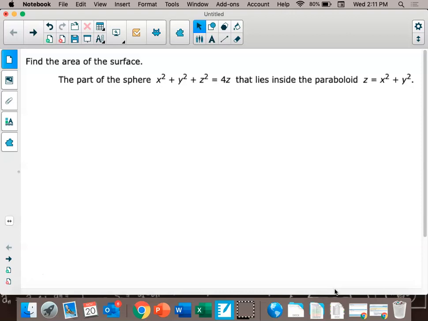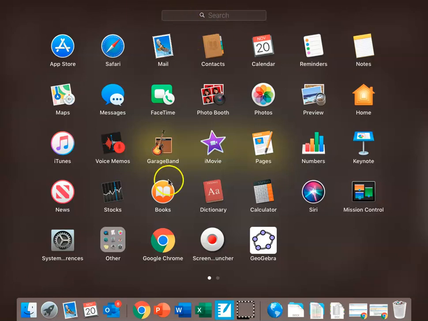Find the part of the sphere x squared plus y squared plus z squared equals 4z that lies inside the paraboloid z equals x squared plus y squared. I'm going to take a minute and graph this just so we can see what this looks like. If this were a problem on the test, we'd have a graph.